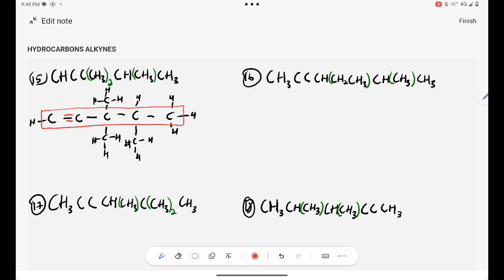I must number my carbons correctly. I must start numbering closer to the triple bond. This will be carbon number 1, 2, 3, 4, and 5. Okay, there are 3 additions there. I know that at carbon number 3, I have 2 of them, and then I only have 1 at carbon number 4. Since I have 3 additions of the same thing, that's trimethyl. The parent chain has 5 carbons, so that's pent, and then 1-yne.